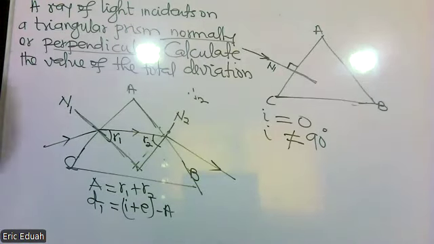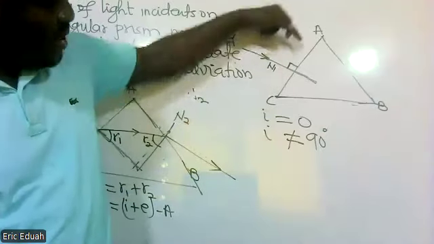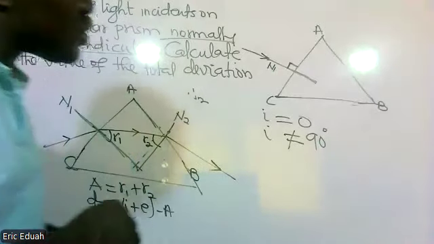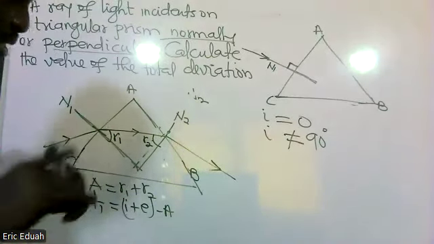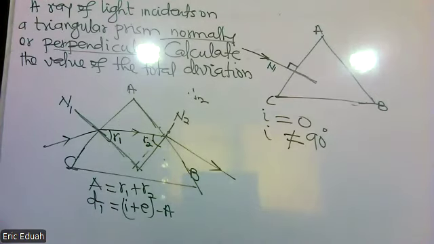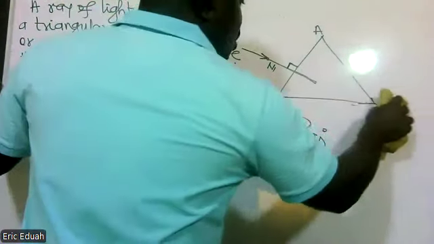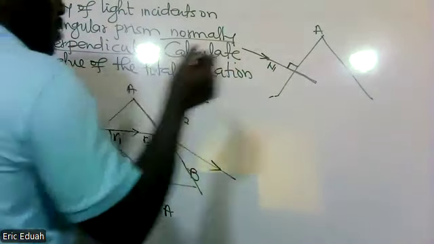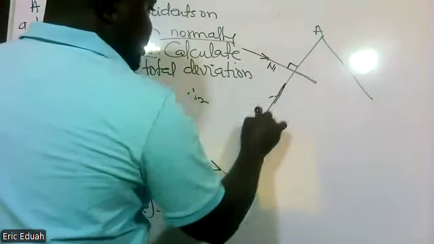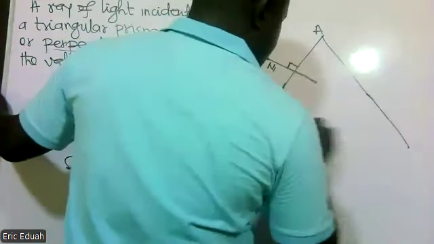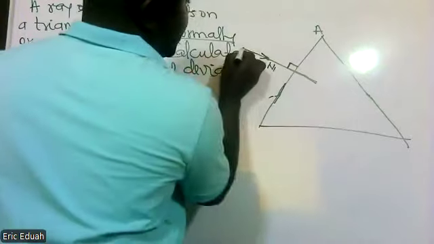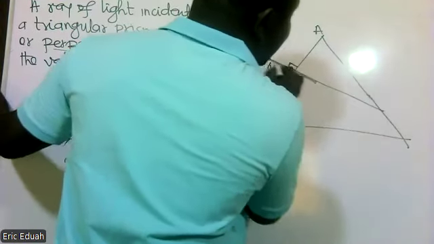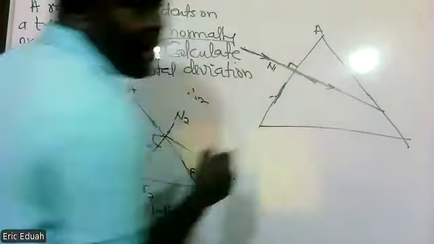Now, when light is incident on a triangular prism in this manner, it goes undeviated within the prism. The part of the light that goes undeviated, I want to extend. Friends, are you there? Okay. So when light hits a boundary perpendicularly within the prism, it will go undeviated.